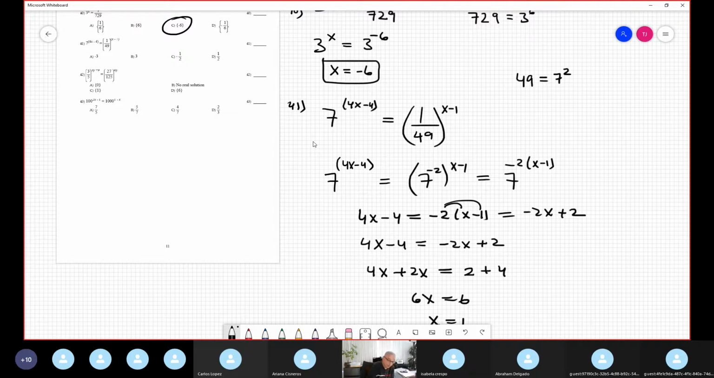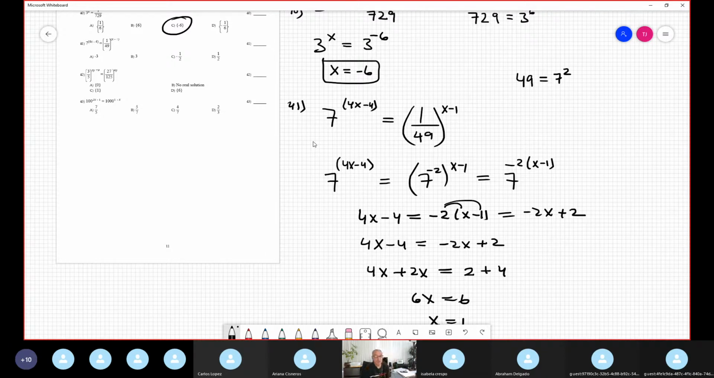I put in my calculator 7 exponential parentheses 4x minus 4 equal parentheses 1 over 49 plus the parentheses exponential and exponent parentheses again x minus 1. This is my equation. Okay, I'm solving this equation in my calculator, solving this equation for my x.